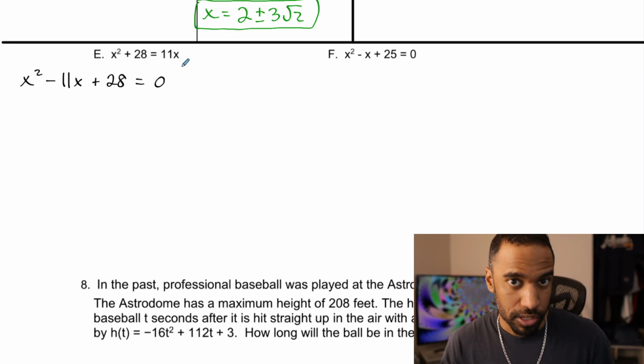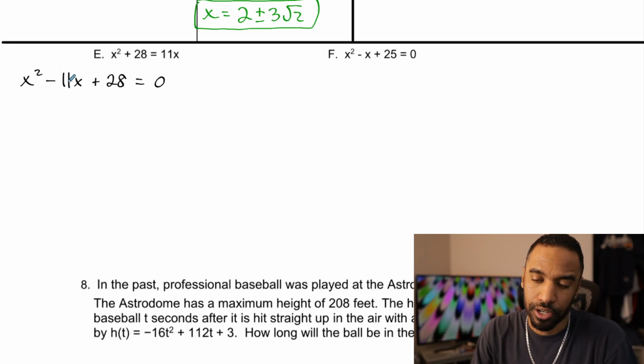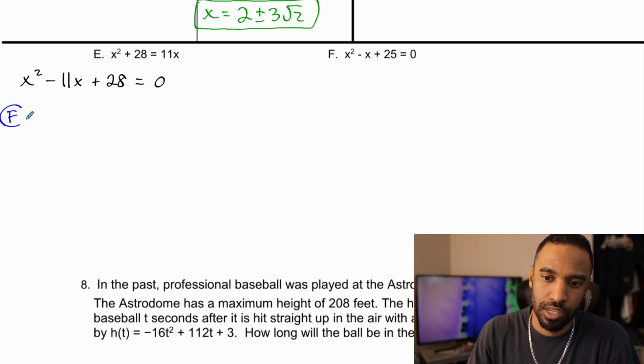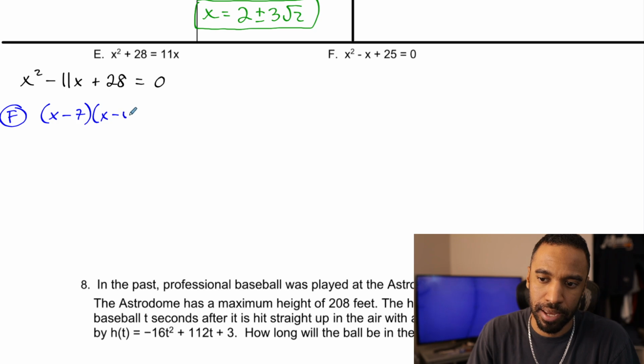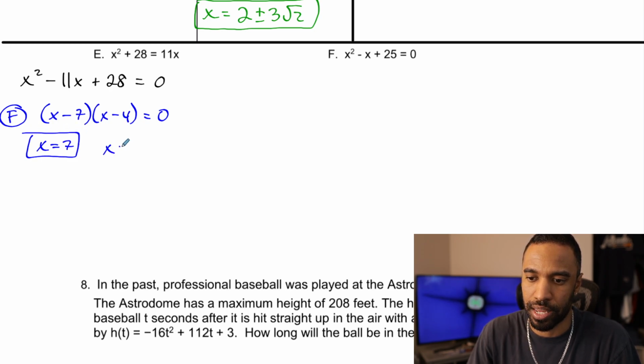I do not want to complete the square. It's an odd linear coefficient, so I'm not going to do the divide by 2 and square it. This looks factorable, guys. This one factors down to x minus 7 times x minus 4. If x minus 7 equals 0, then x equals 7. If x minus 4 equals 0, then x equals 4.